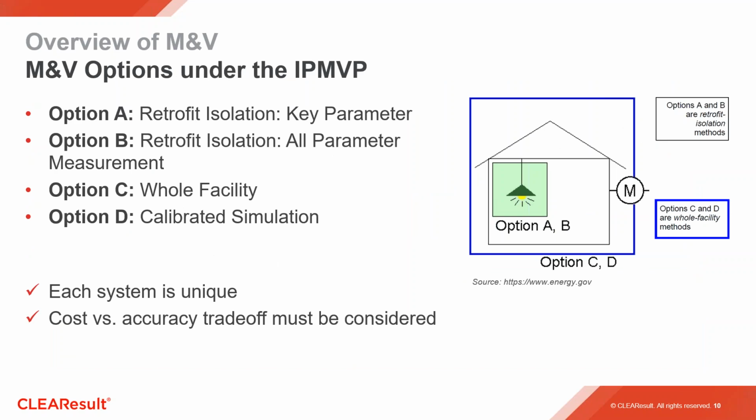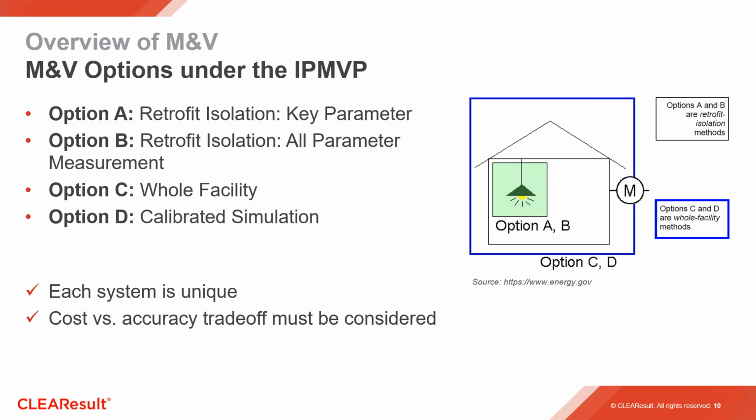IPMVP provides 4 options for establishing an MMV process. MMV plans must specify the chosen approach and define the measurement boundary accordingly. Option A and option B are used if the system can be isolated from the rest of the facility. Option A involves measuring key parameters while stipulating others. For example, a lighting project where the power draw of baseline period and reporting period lights are measured on a short-term temporary basis and hours are assumed, would go under option A.